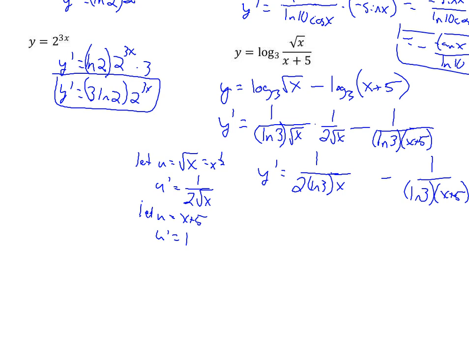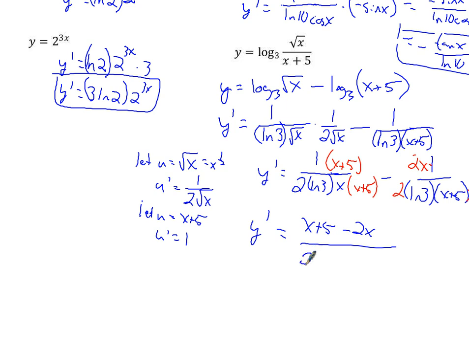Yeah, we need to continue simplifying this one. So we need a common denominator. We need an x plus 5. And we need a 2. And we need an x. Does that get it done? Yeah. Okay. So now I can combine. y prime equals, the top here is x plus 5 minus 2x divided by this common denominator, which is 2x.